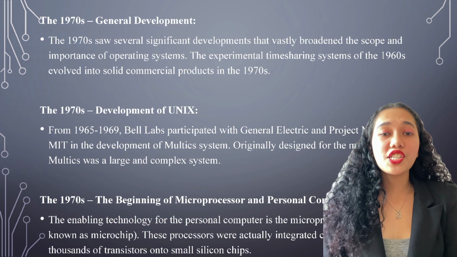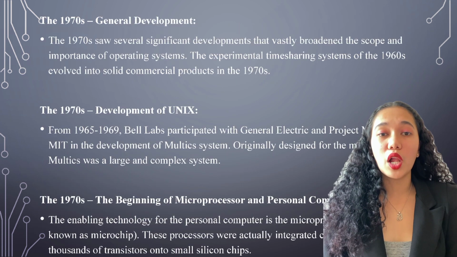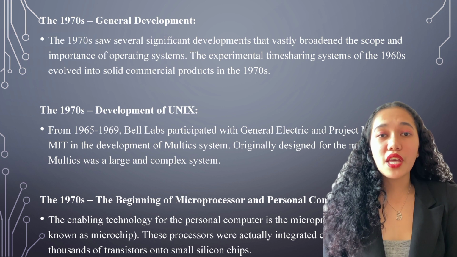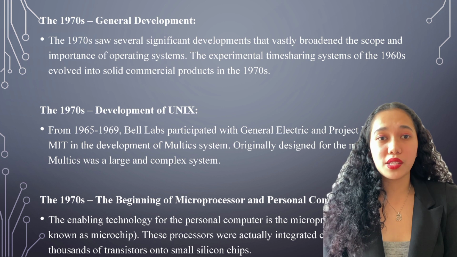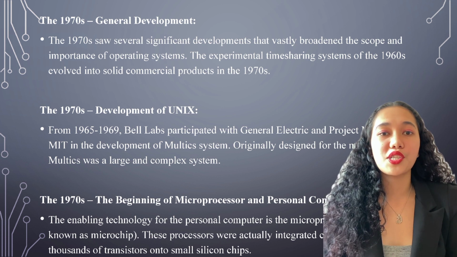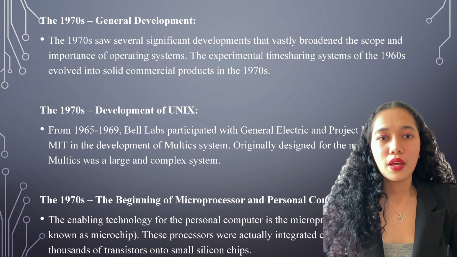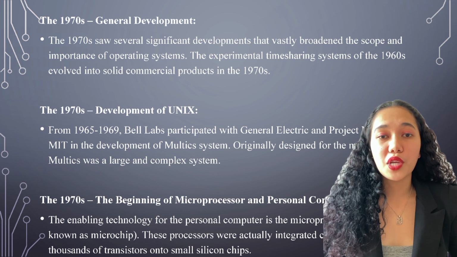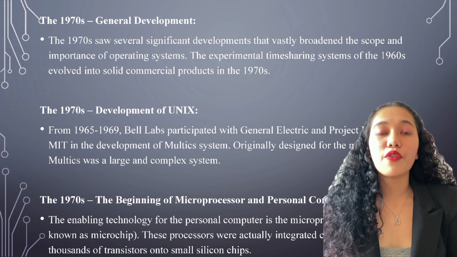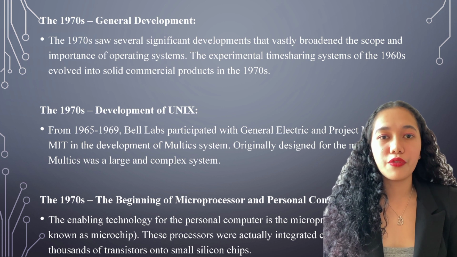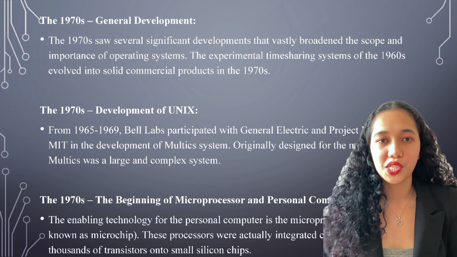In the 1970s, general development. The 1970s saw several significant developments that vastly broadened the scope and importance of operating systems. The experimental time-sharing systems of the 1960s evolved into solid commercial products in the 1970s.